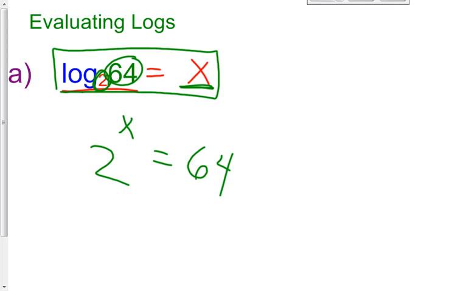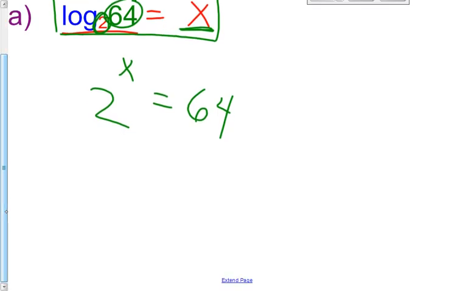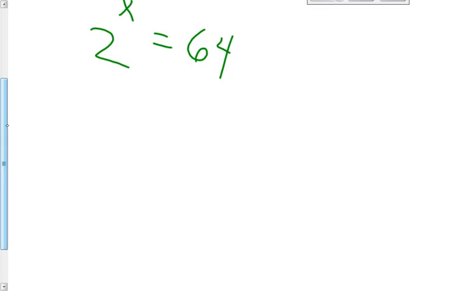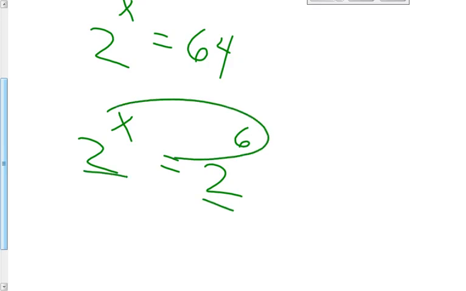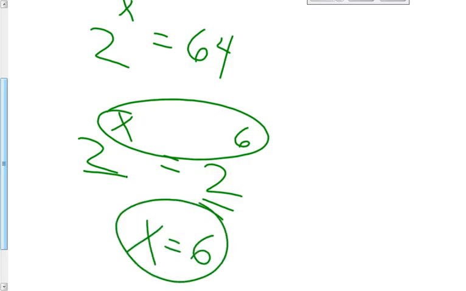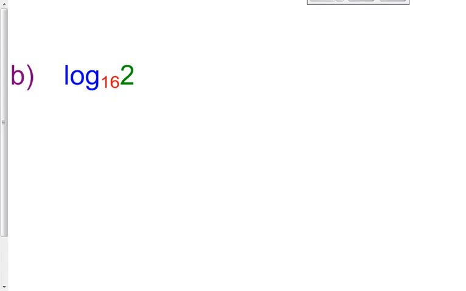And now we can solve this using yesterday's lesson of getting common bases. 2 raised to the x, 64 is the same thing as 2 raised to the 6th power. 2 times itself 6 times equals 64. So now our bases are the same. So what does x equal? X equals 6.